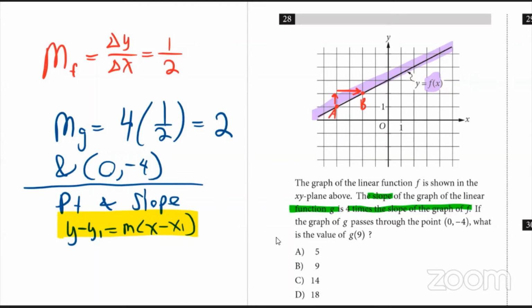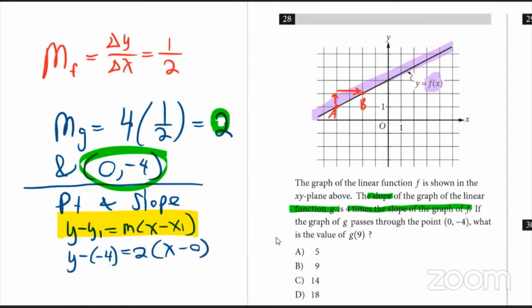So we have a slope of 2 and a point of (0, -4). Let's plug that in. So you have -4 here and 0 there. So just simplifying through, 2 times x and 2 times 0 gives you 0. And you can add 4 to both sides, and you get y equals 2x minus 4. That's the equation of the line.